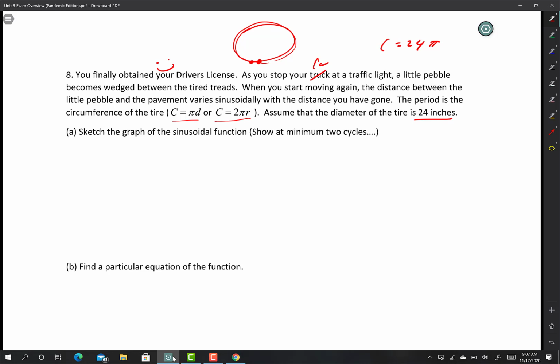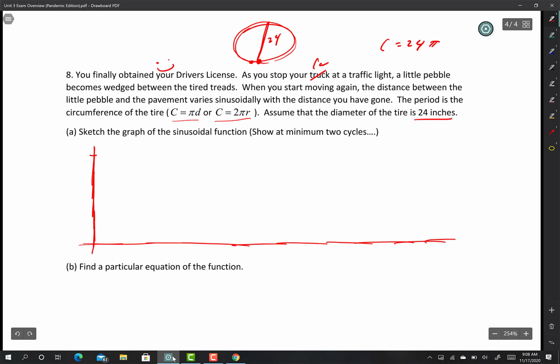Sketch the graph of the sinusoidal function, showing at minimum 2 cycles. Okay, so the smallest you'll ever be is at 0, because that's ground level, and that happens initially. The biggest you'll ever be is 24, because this tire has a diameter of 24 inches. This is in inches. Initially I'm at 0, because your tire's just hitting the pebble. You do a revolution every 24 pi, because that's how long it takes to go all around. So every 24 pi, you're back in the same location at 0.